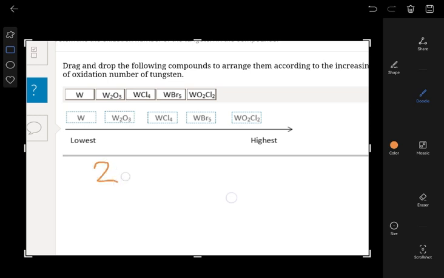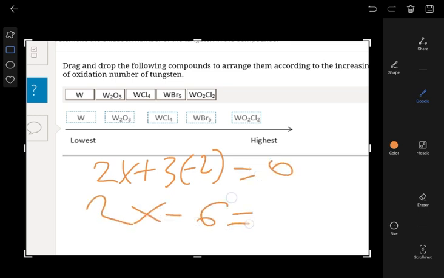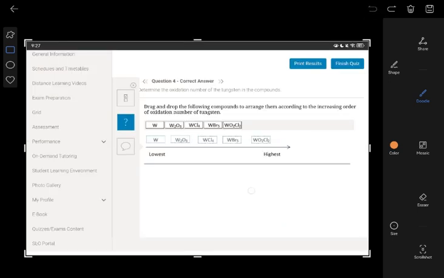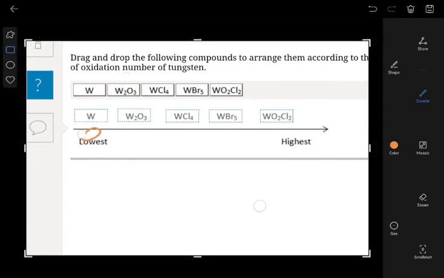So we have 2x plus 3 times -2. Doesn't have a charge, so we equate it to 0. So 2x minus 6 equals 0, take 6 to the other side, 2x equals 6, x equals 3. So I'll put all of the numbers under everything. So this one was 0 and this one was 3.